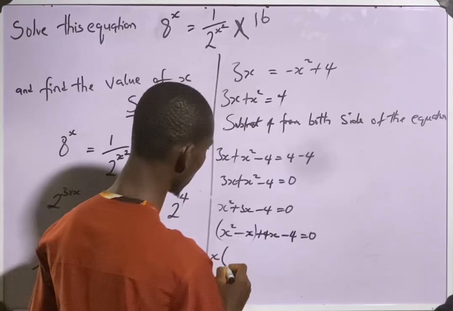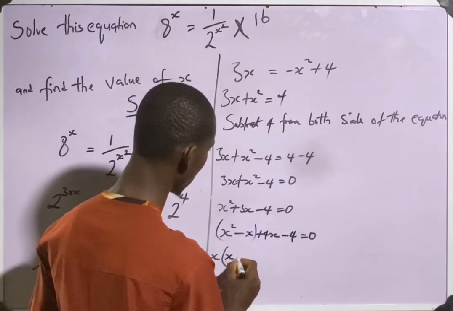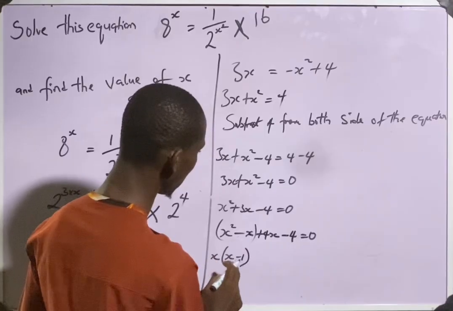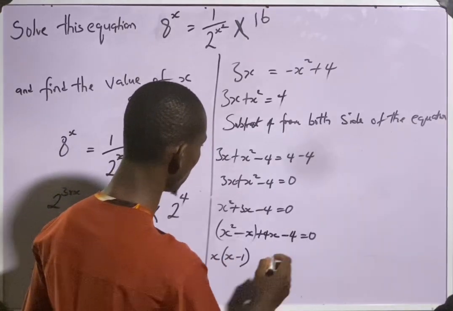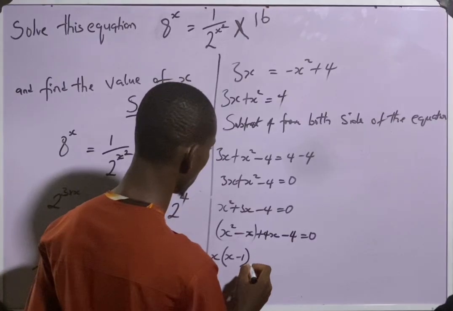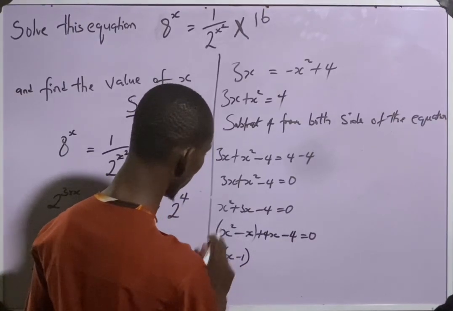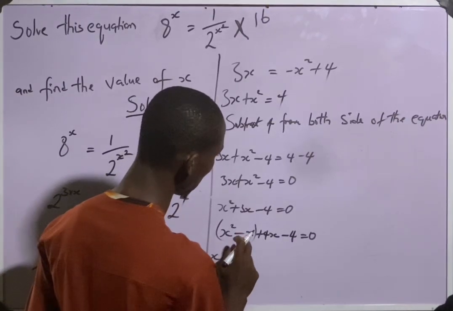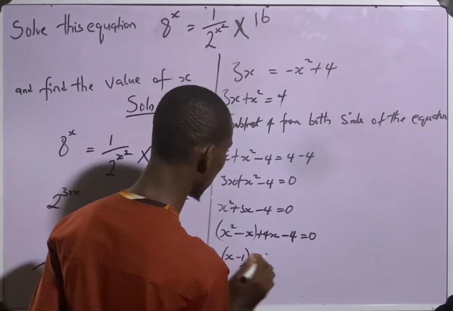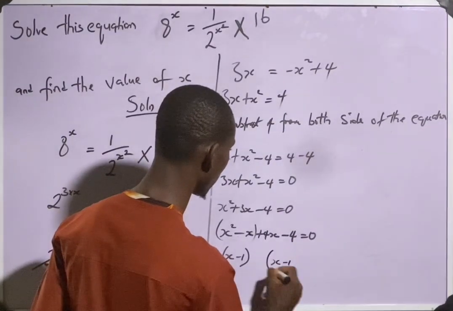So we have x bracket x minus 1, right? x bracket x minus 1. And then this will be, because x times x will give us x squared, x times minus 1 will give us minus x. So we are going to repeat the same bracket here. So we have x minus 1.